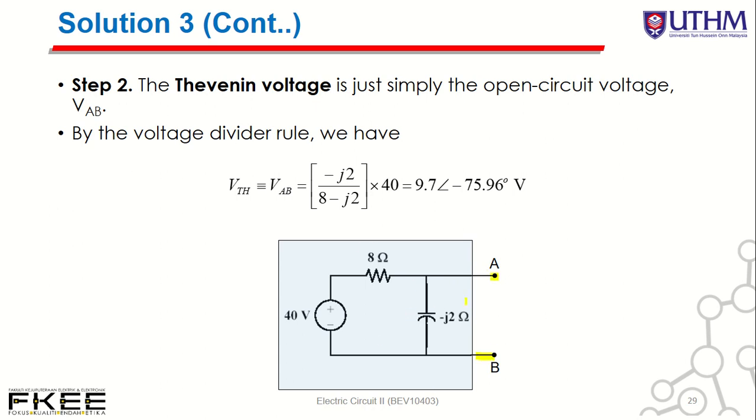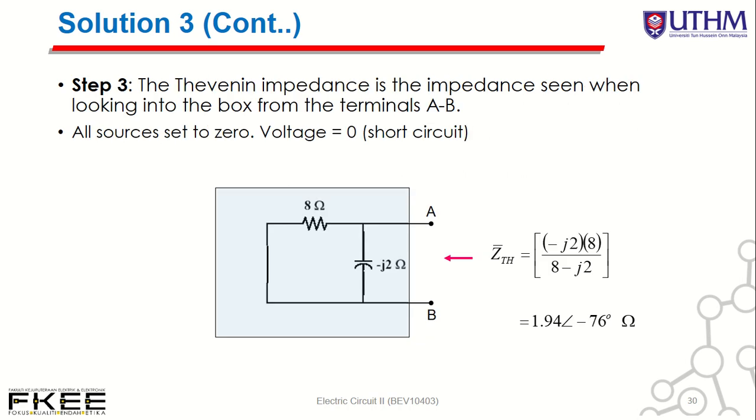Then you can apply voltage divider to determine the voltage across A and B, equal to the voltage across ZC. By using voltage divider, you get VTH. Then you need to determine the Thevenin impedance. You set all the sources to 0. In this case, we have a voltage source here, so we replace it with a short circuit. So ZThevenin equals minus J2 parallel with 8 ohm.